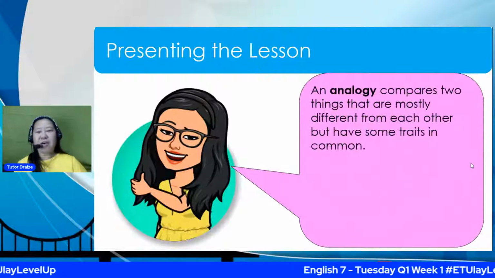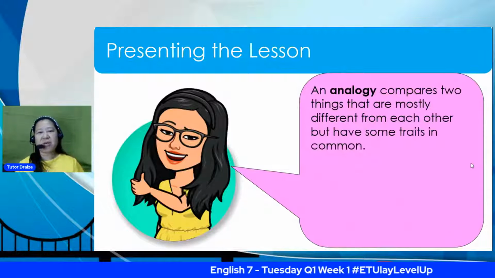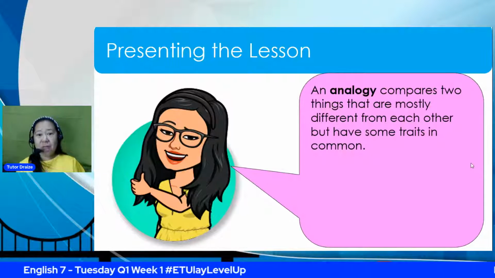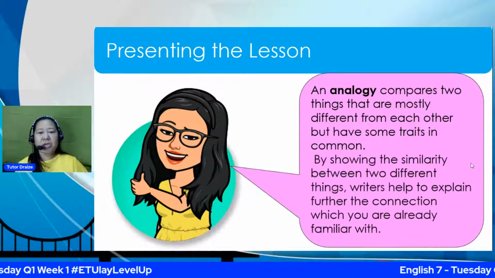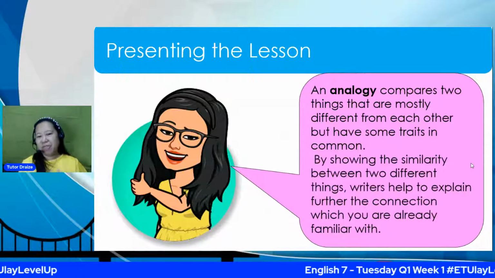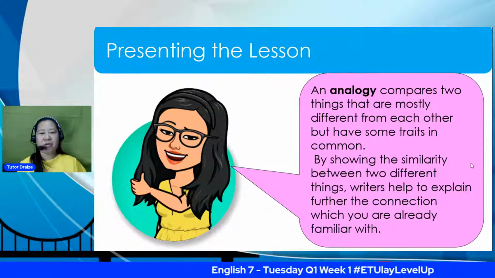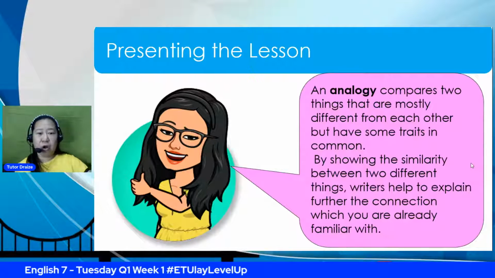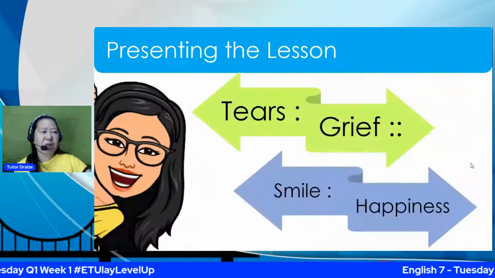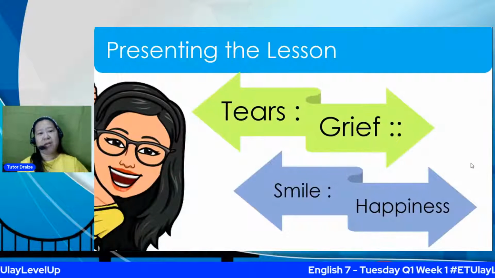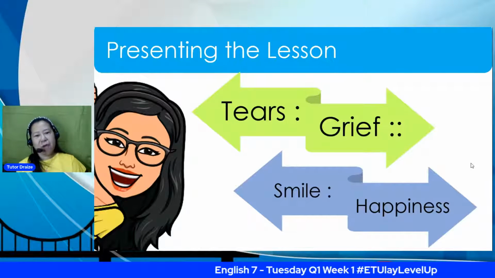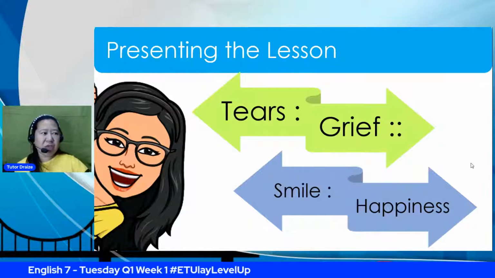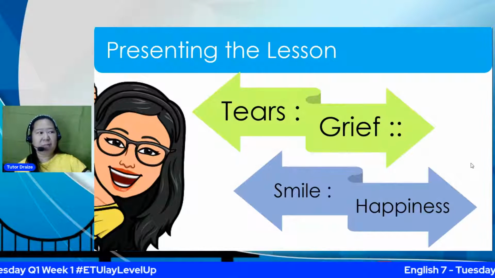So what is an analogy? An analogy compares two things that are mostly different from each other but have some traits in common. By showing the similarity between two different things, writers help to explain further the connection with things which we are already familiar with. So, let's have this example: tears is to grief, as to smile is to happiness. Now what do you think is the meaning of these examples?